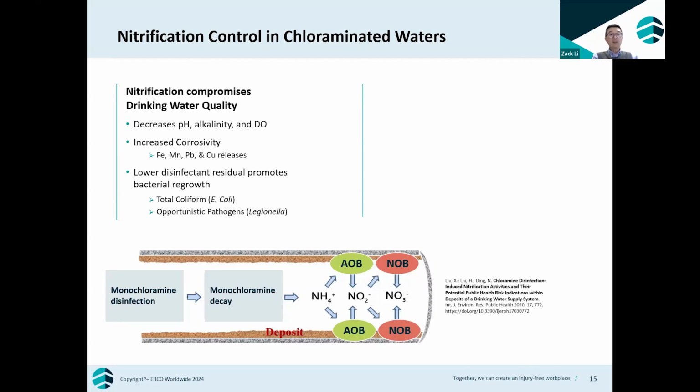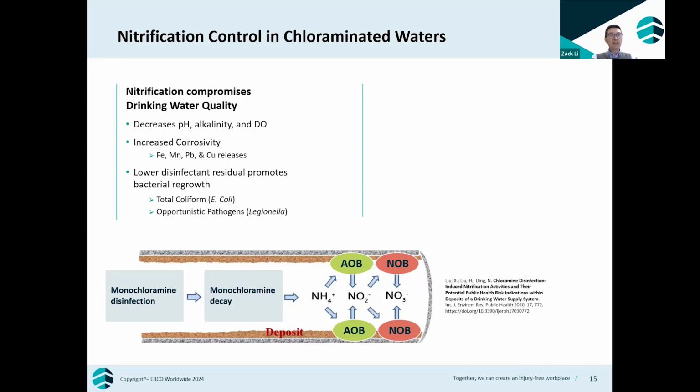Additional negative impacts of nitrification include decreases in pH level, alkalinity, and dissolved oxygen in the distribution system. This impact on water quality increases the corrosivity of the water. Therefore, nitrification can increase the release of metal ions, including iron, manganese, lead, and copper, in the finished water system. This can cause potential violations of the lead and copper rules, for example.